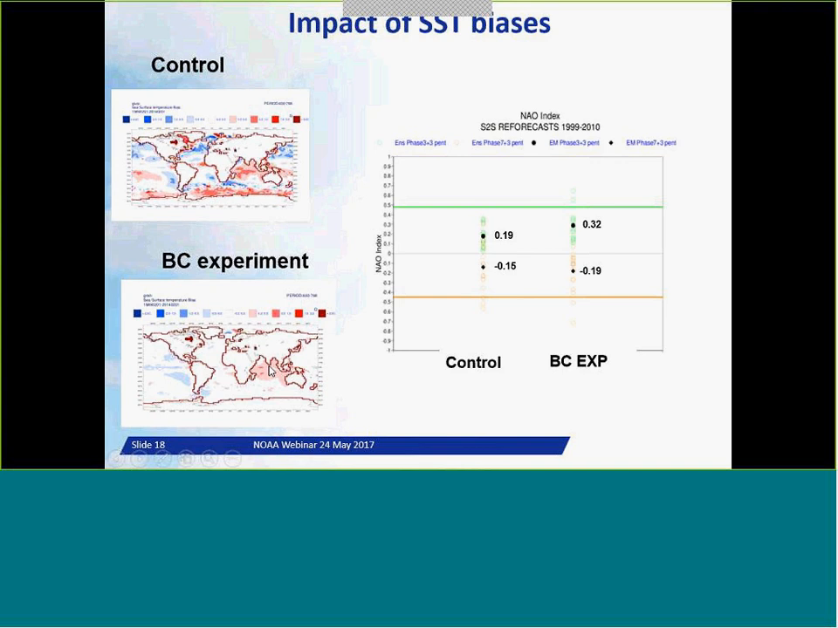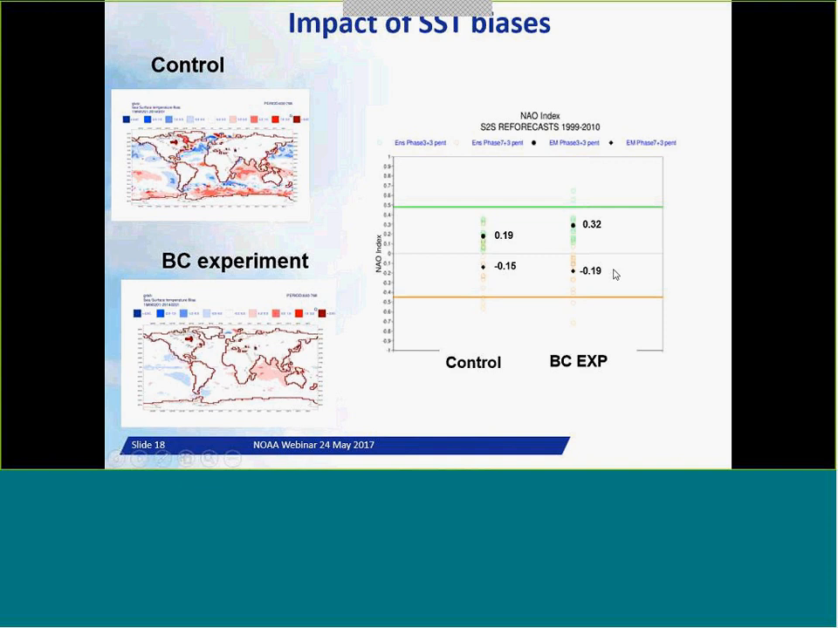There is still, we degrade a bit in the West and East Pacific, and a slight improvement in the Indian Ocean, but we still get some biases there. And then the right panel shows the impact on the teleconnections in those two sets of experiments.